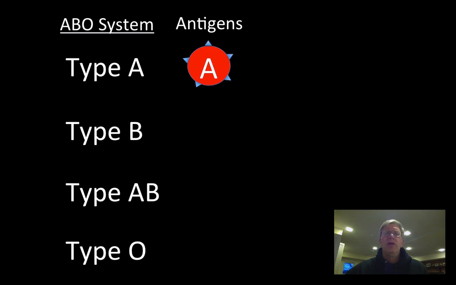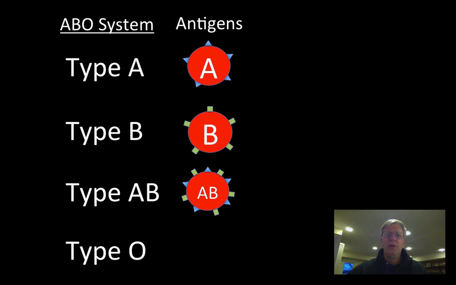So if the red blood cells of an individual have these antigens, then they would have type A blood. Some individuals have a different antigen. We call this the B antigen, and this would result in them having type B blood. Some individuals will have both of these antigens, and therefore they have type AB blood. And other individuals have neither of these antigens, which would result in them having what's known as type O blood.